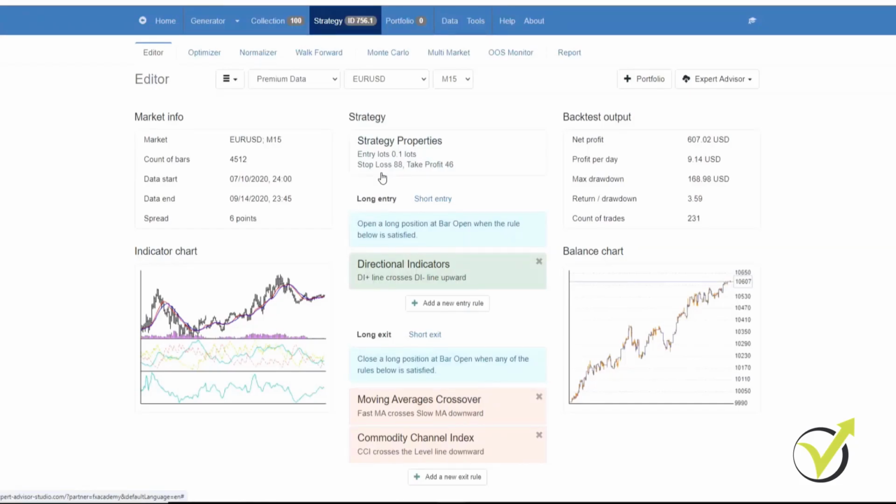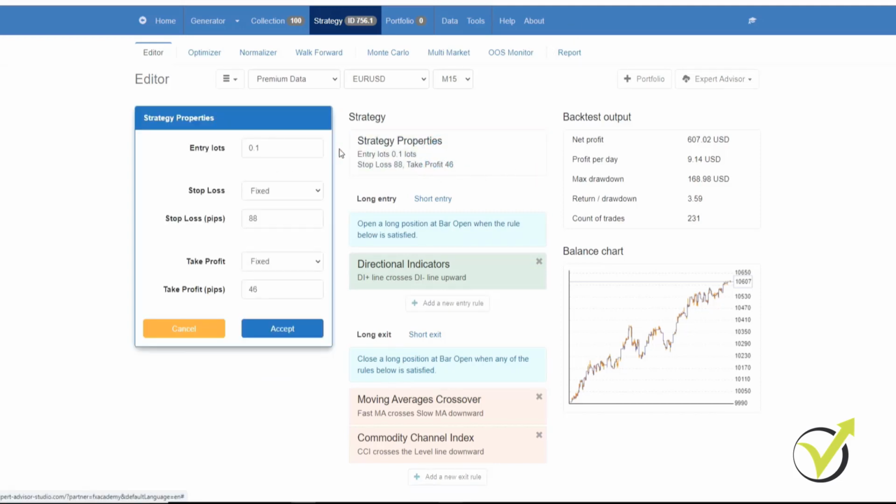Following on from the last video, I'm going to talk more about stop loss and take profits as part of the strategy properties. Stop losses and take profits are an essential part of any trading strategy and expert advisor. EA Studio has the capability to build in the two strategies very easily. And how we do that is we click on the strategy properties.